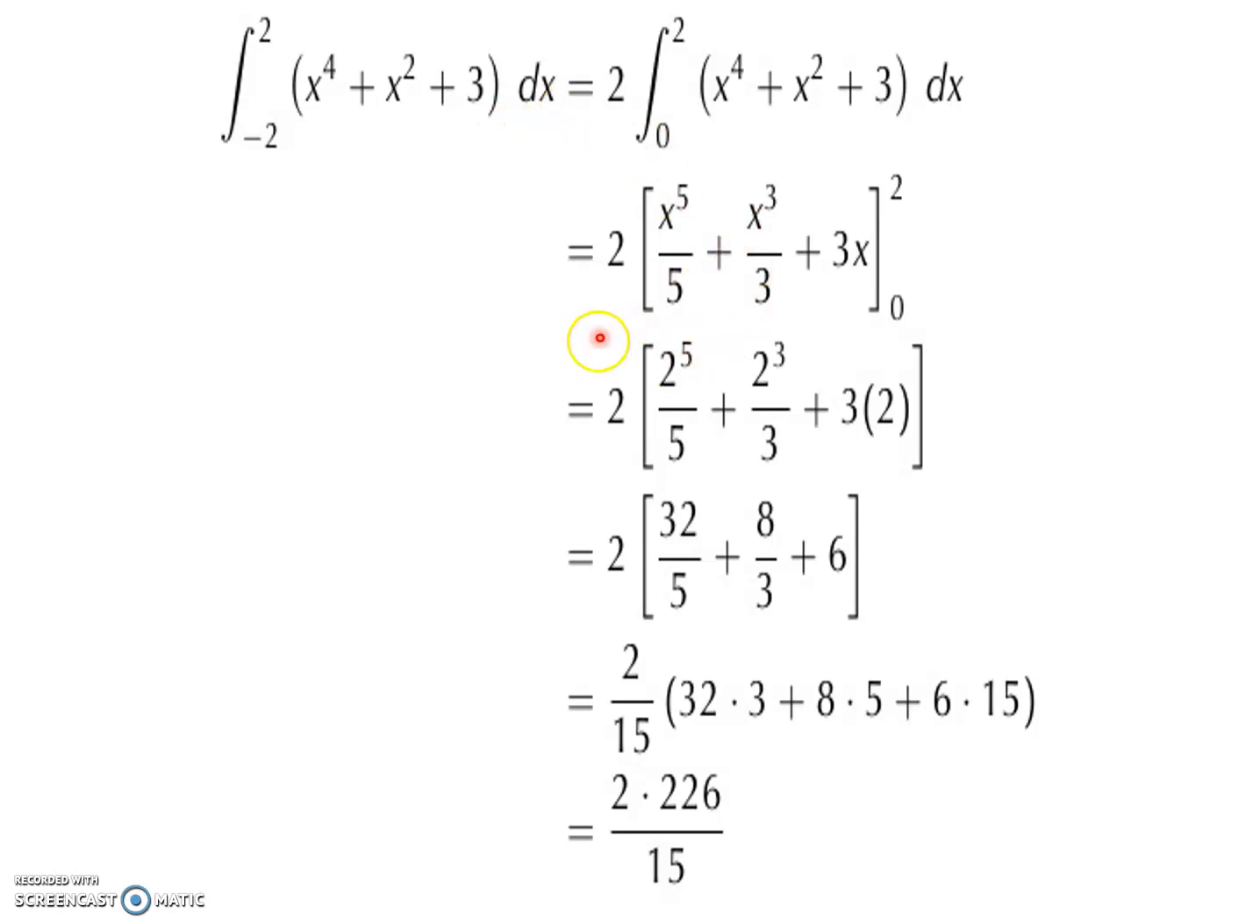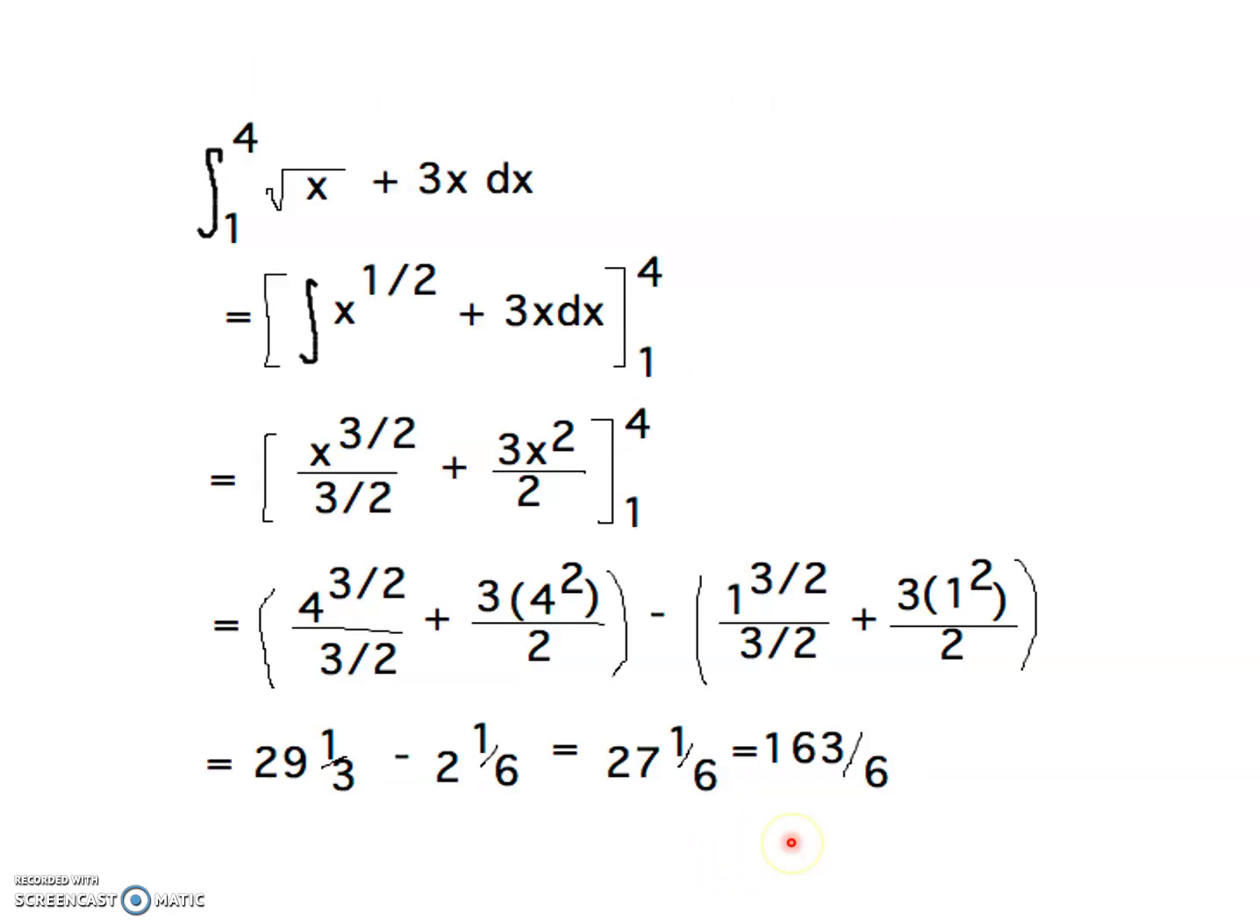Why do we have to take the 2 here? Because it is an even function. In the even function property, we will discuss this in a detailed format. First, we have to focus on the integration. Definitely, we have to evaluate. So simplify, we derive the final answer 2 times 226 upon 15.